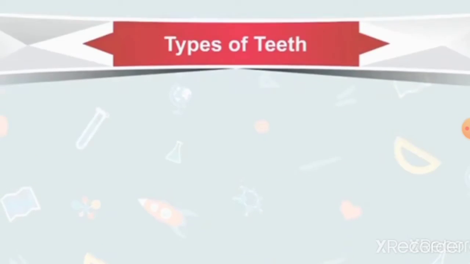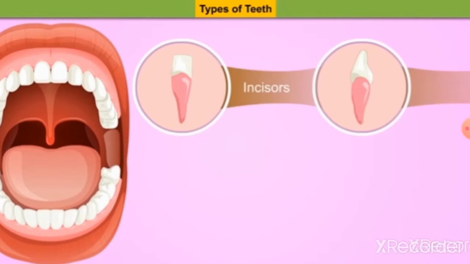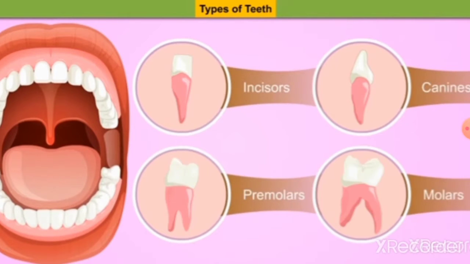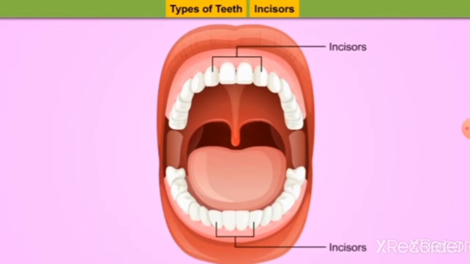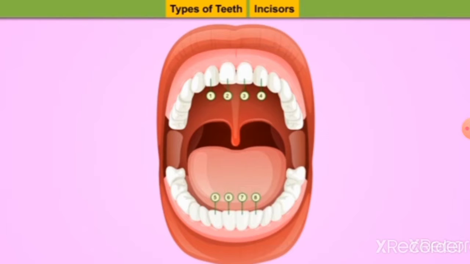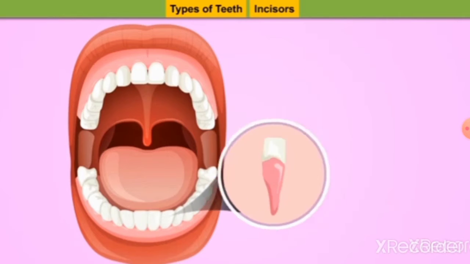Types of teeth. The human dentition is made up of 4 different types of teeth. Based on its design, each type of tooth performs a specific function. First is incisors. Incisors are present at the front of each jaw. They are 8 in number. Incisors have blunt ends and are roughly square in shape. Their function is to bite and cut the food.